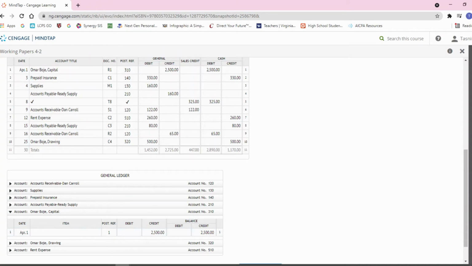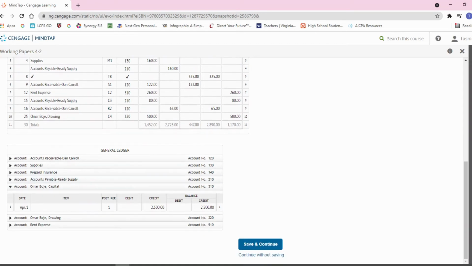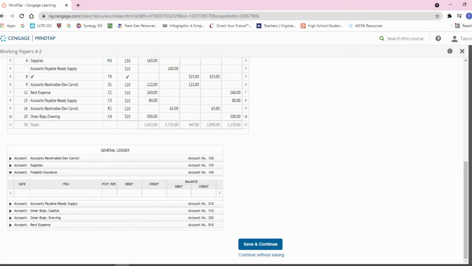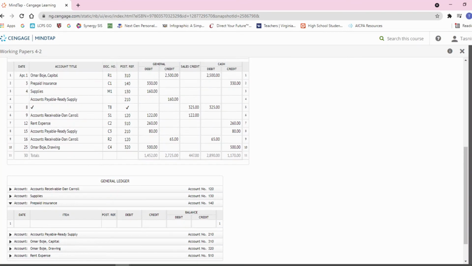All right, so what is our next one? On April 3rd, we have prepaid insurance, an asset account. So let's go to prepaid insurance, close that. And that is on April 3rd. So let's put April 3rd there. We're going to leave the item blank, post reference, page 1. And our prepaid insurance is a debit because we're adding value to our company. We only have one transaction for prepaid insurance, so our balance is $330.